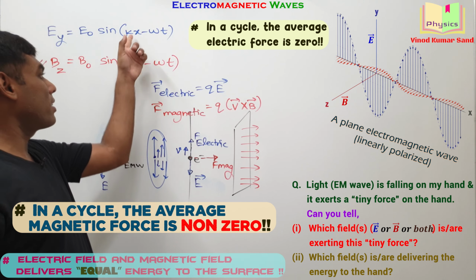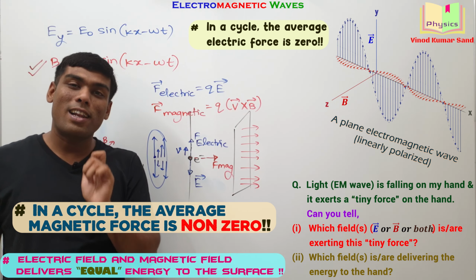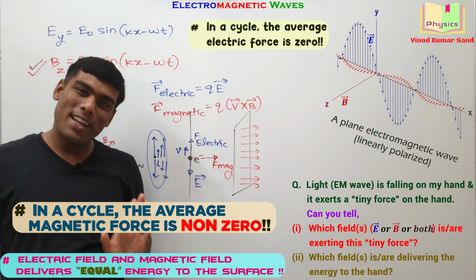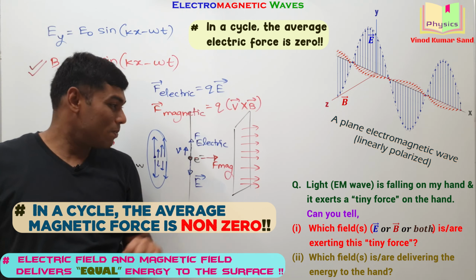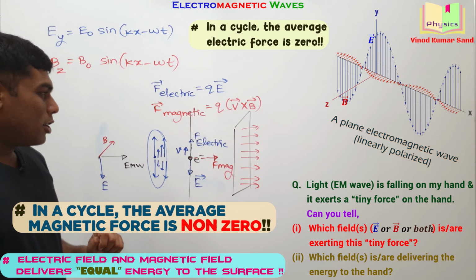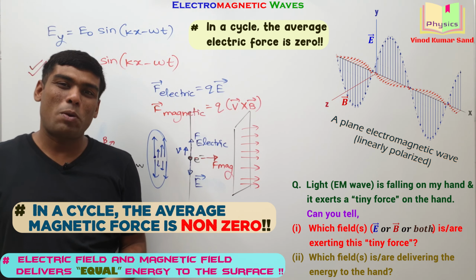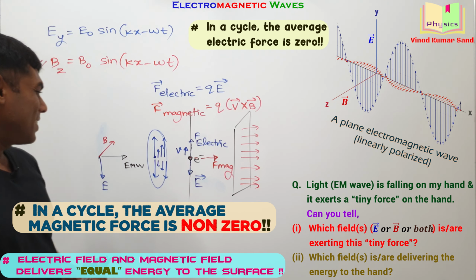The electric and magnetic components both are delivering energy to the surface. Done? You may note it down. Then we'll see the next property of the electromagnetic waves.